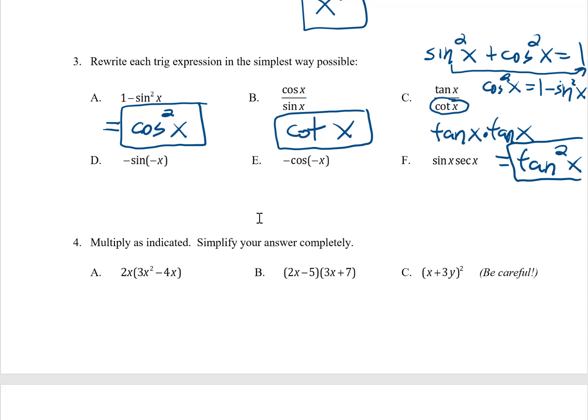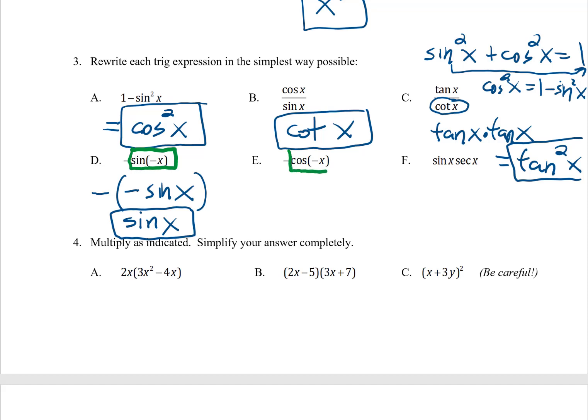Part D, this is going to involve those negative angle identities. I'm going to ignore that minus sign in the front for the moment and just concentrate on that box, because that box, sine of negative x, according to the negative angle identity, is equal to the negative of sine x. I'm just applying that identity directly. Then after I do that, I'll deal with that negative that was in the front. That negative will combine with the other negative to result in a positive. The negative of negative sine x, of course, is just positive sine x.